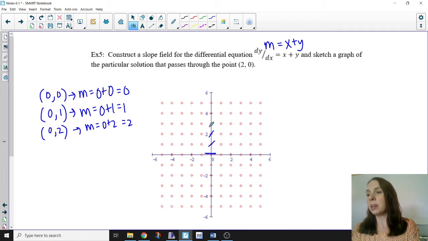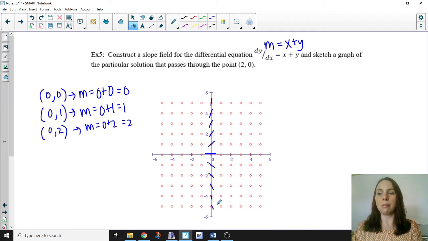Sometimes I mess up and I don't make it look very good, and it's okay. It'll still all come together, I promise. (0, 4) is even steeper, and even steeper here. So you can see that as you go up, because the y coordinate is increasing and the x is staying 0, those get steeper and steeper as we go. And then the opposite: they're going to get steeper, but in the negative direction here. (0, -1) is -1, right? So the same steepness as that one, but decreasing. Then -2, -3, -4, -5, something like that. Okay, there's your first column done.